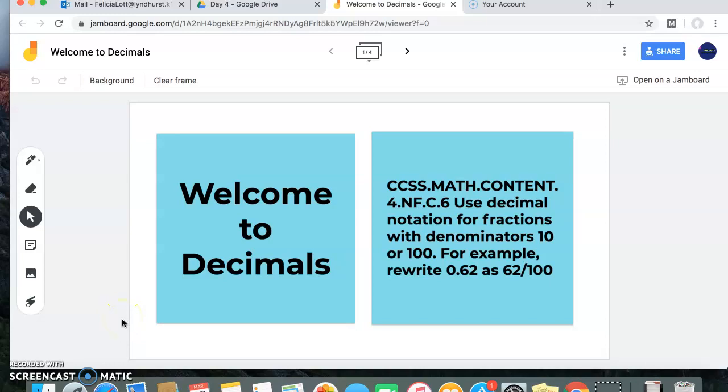Hello, today we are going to begin decimals. Now you guys have been working hard representing fractions with denominators of 10 or 100. So you've been working and dealing with tenths and hundredths, and you've been representing them as fractions, but today we're going to also focus on representing those same numbers but as decimals.